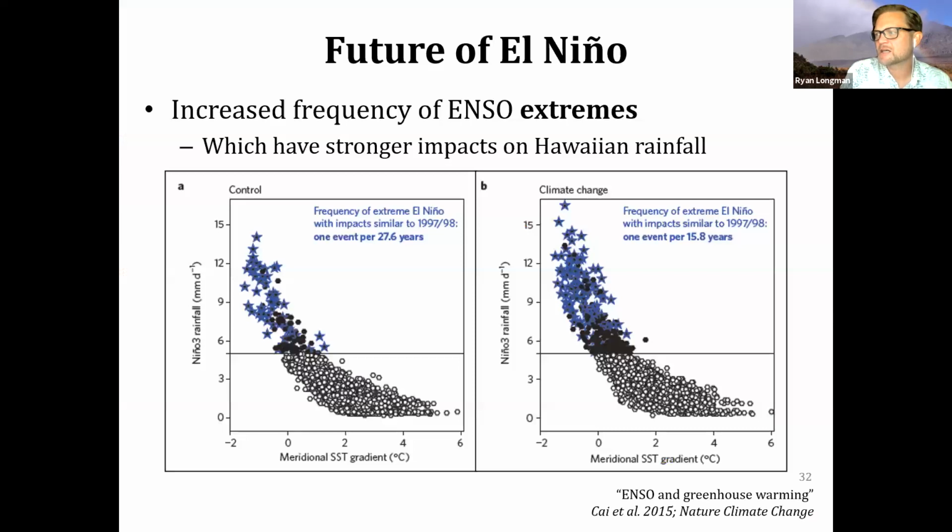In terms of future projections, one of the projections is that these ENSO extremes, these strong El Nino events or strong La Nina events, are going to change: one event every 27.6 years, as opposed to one every 15.8 years. Some of the recent analysis says that for El Ninos, as a result of climate change, maybe the frequency doesn't change. It still operates in this 3 to 7 year time period, but the intensity of these events changes. And for a strong El Nino in Hawaii, that has significant impacts.